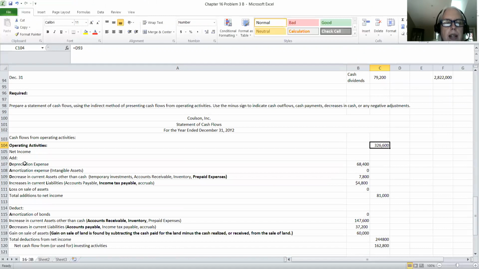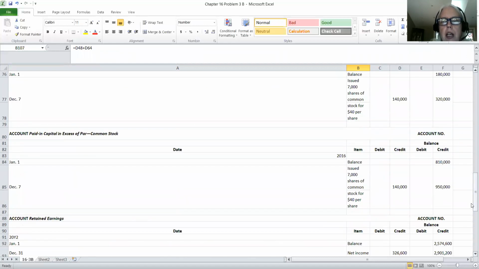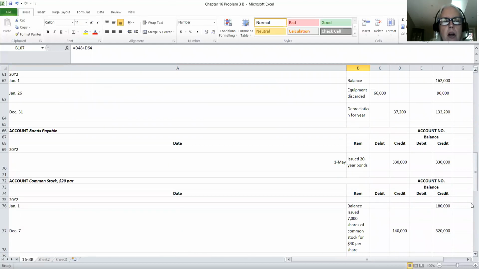To adjust that net income, we're going to start by looking to see what our depreciation expense is for this company. And our depreciation expense actually comes from two separate places. It's going to come from cell address D48 and cell address D64. Those addresses are the accumulated depreciation accounts that we have in our ledger account.